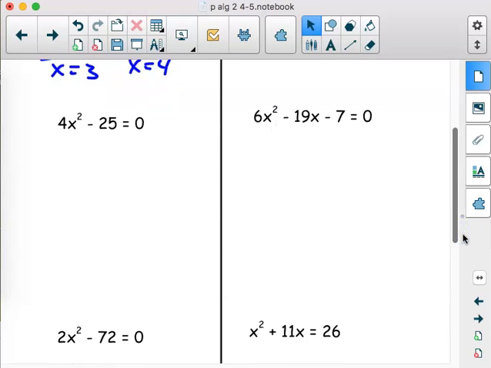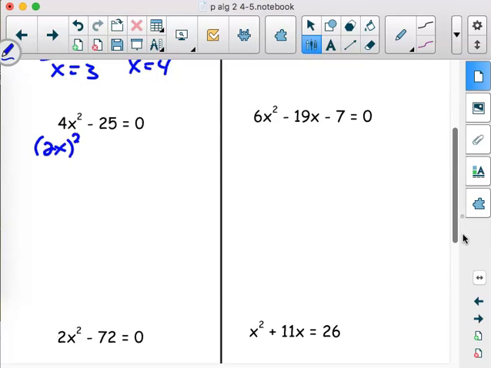So does this next one. 4x squared minus 25 equals 0 already has the 0 set up for us. Is there a greatest common monomial factor that we can take out of 4x squared and 25? They're both prime. So we can't do that. But wait a second, are they special? Yeah. They are. What are they? 2 and 5. They're perfect squares.